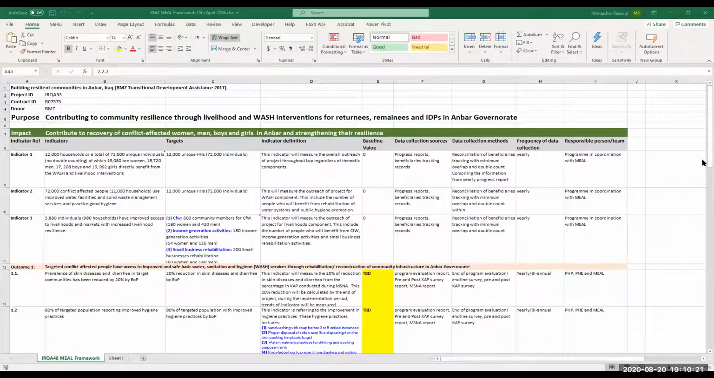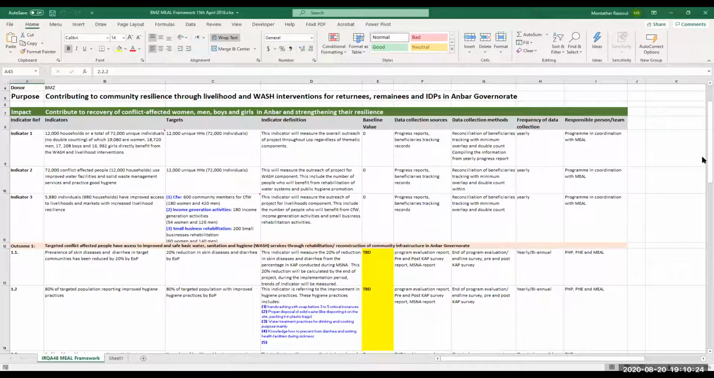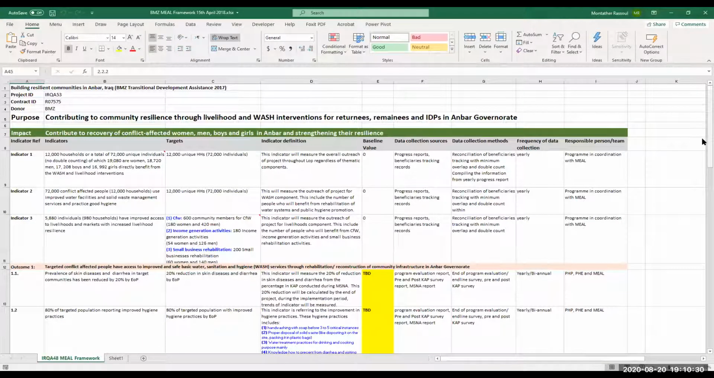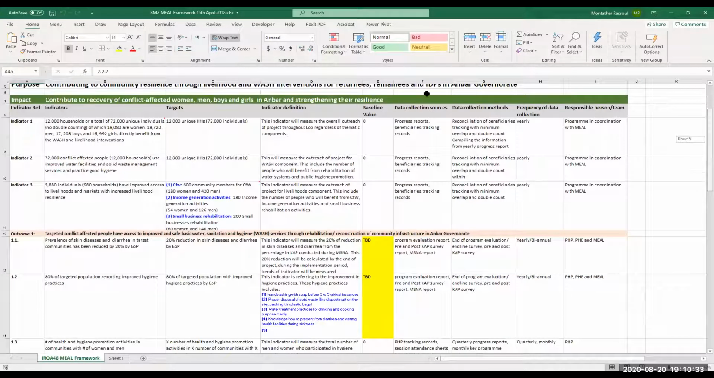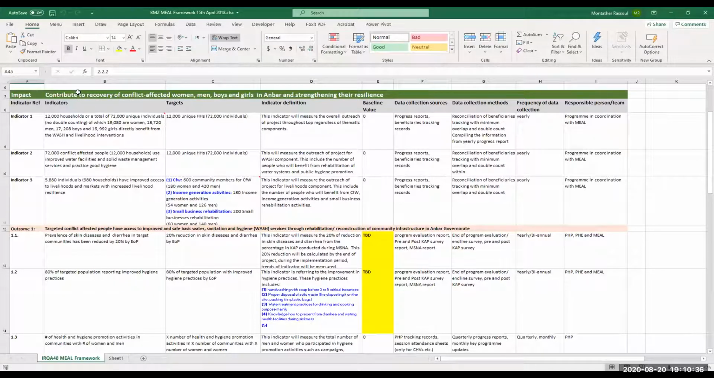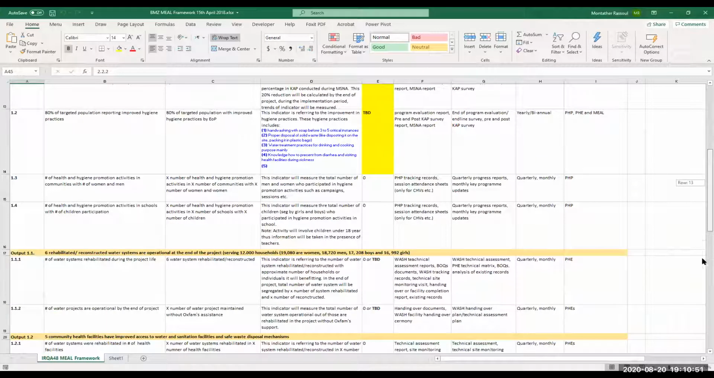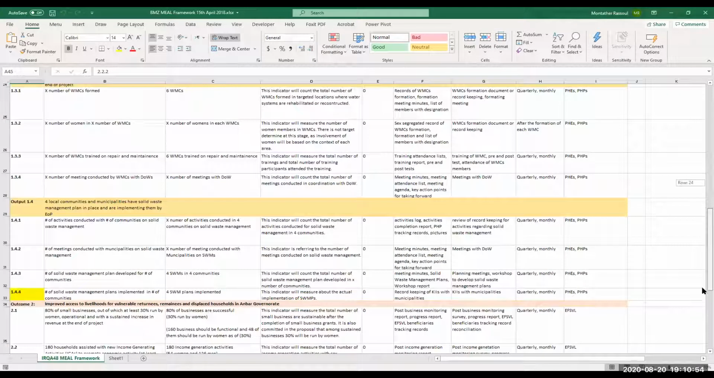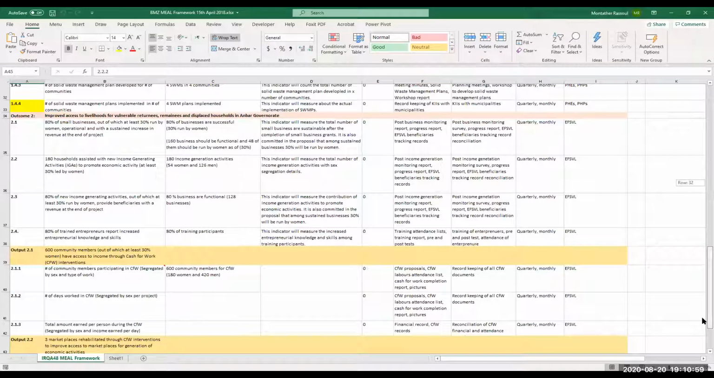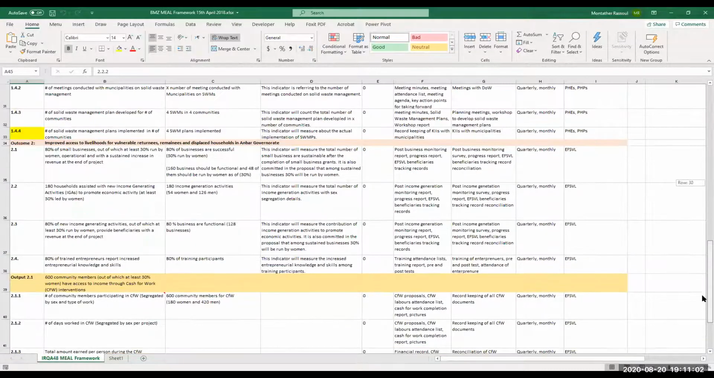So we said in this project, we have an impact. The impact is the overall goal, which is our strategic goal, which is to contribute to the recovery of conflict-affected men, women, boys and girls in Anbar. And we said there is an outcome, and each outcome has outputs, which was 4 outputs for the first outcome and 2 outputs for the second outcome. And we said we will put an example about that.